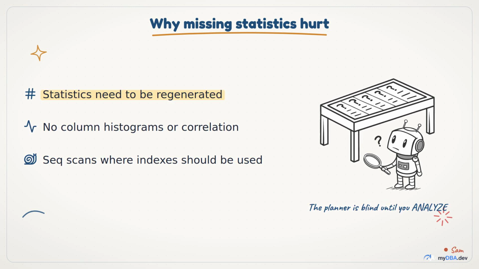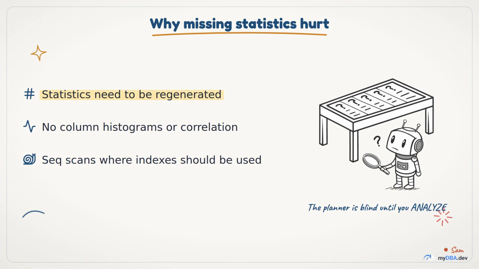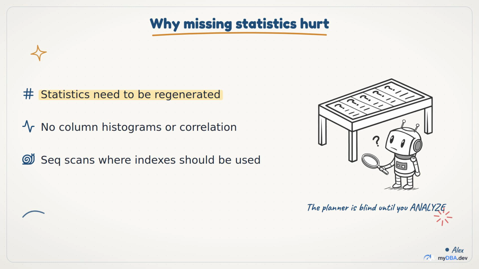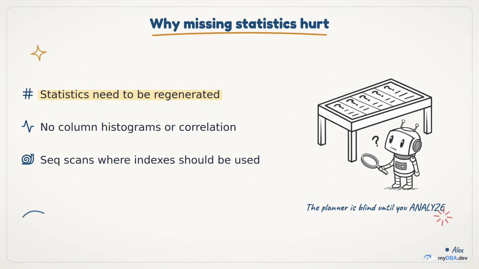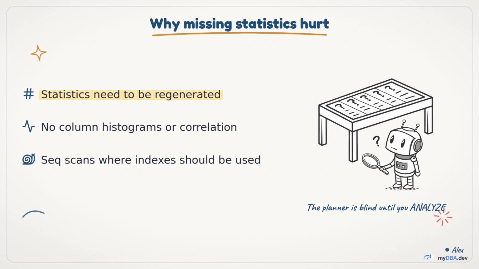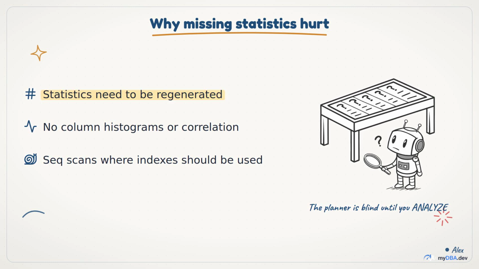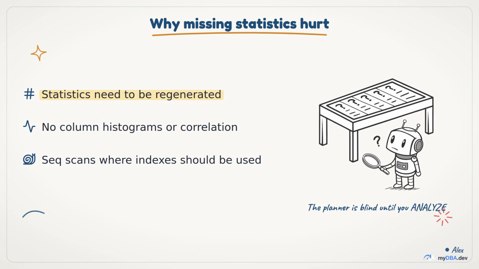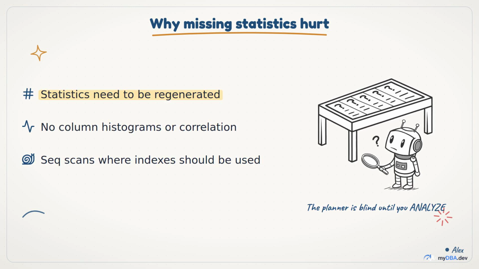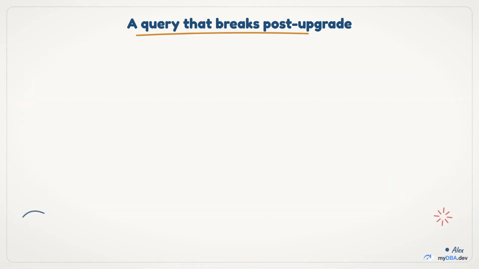So you have to run analyze on everything before you put the new cluster into production? Yes, pg_upgrade tells you this in its output. It generates an analyze_new_cluster script that runs analyze on every table. You should run that before you cut over traffic. For large databases, use vacuumdb --analyze-in-stages, which analyzes in 3 passes with increasing statistics targets to balance speed and accuracy. Here's a real example.